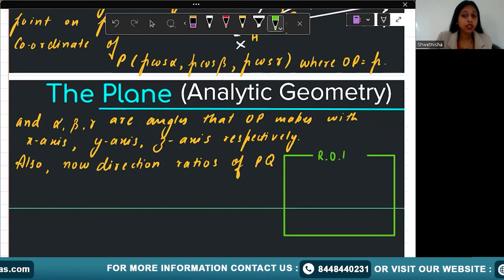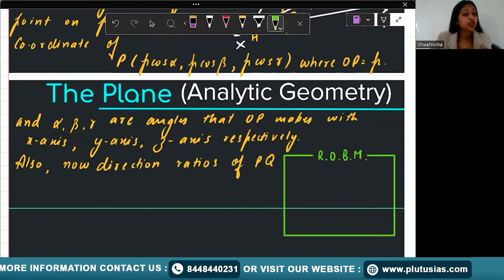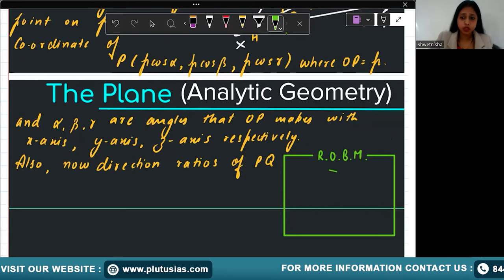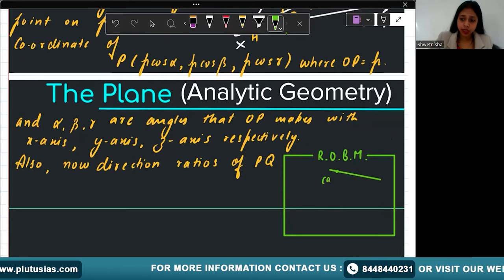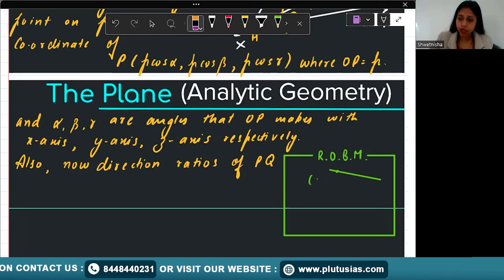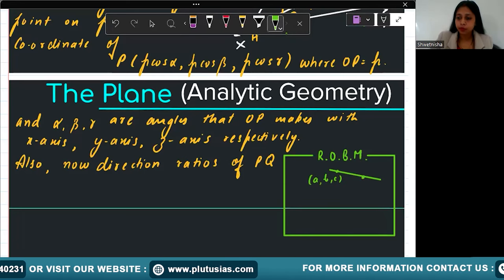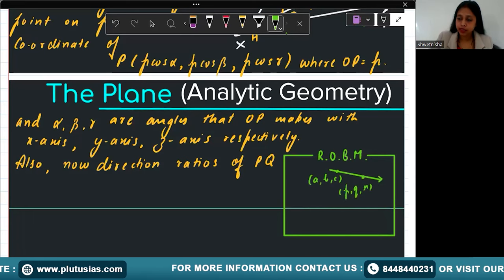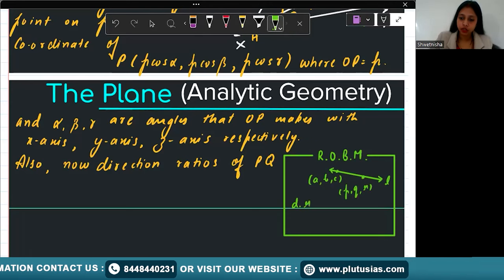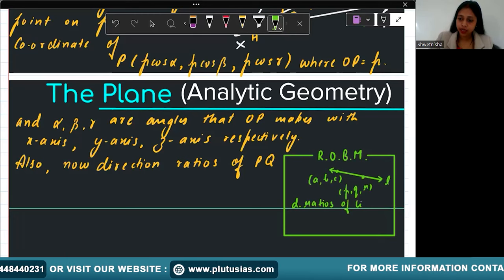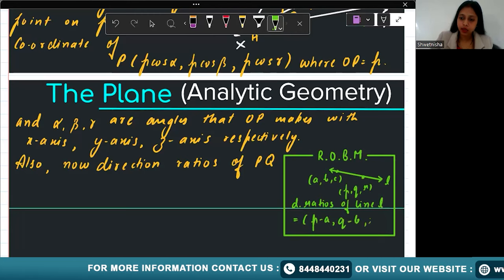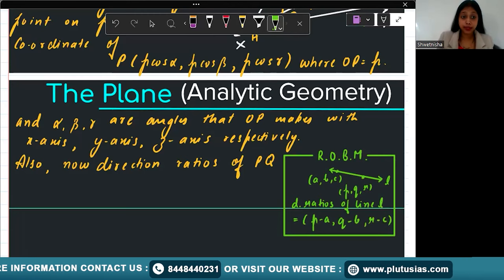I call this box ROBM, which is revision of basic mathematics. For example, if you have forgotten the concept of direction ratios, no problem. Just make a line. I'm taking two points here, A, B, C is a point and P, Q, R is a point on that line, and the line is L. So how are you supposed to find direction ratios? You write: direction ratios of line L are given by P minus A, Q minus B and R minus C. That's it. Move ahead.